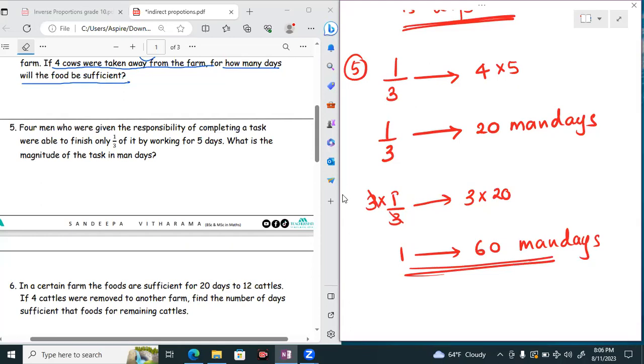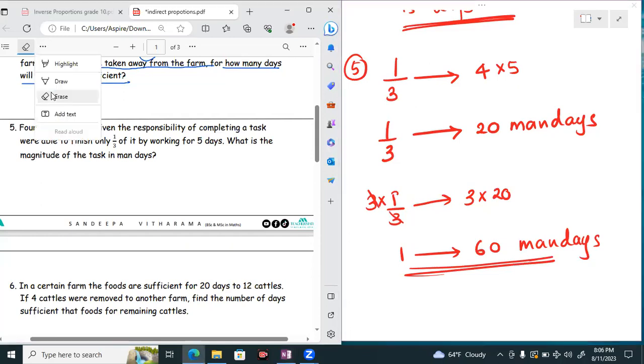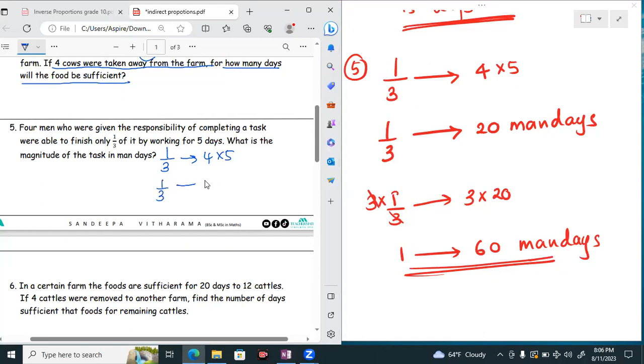Then the magnitude of the work in man days is equal to 60 man days. Then when you write the answer here, you can do this calculation here. It is 20 man days. Then to find this, you can multiply by 3. Then 1 is 60 man days.